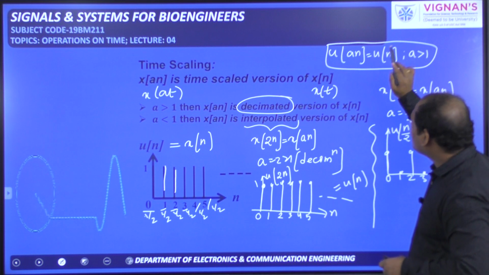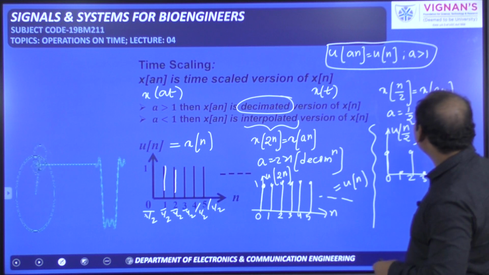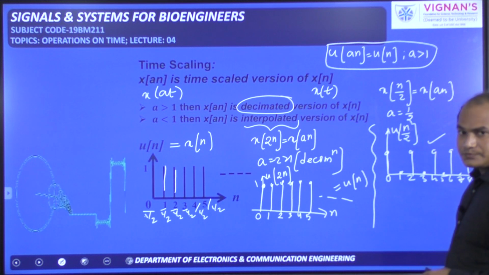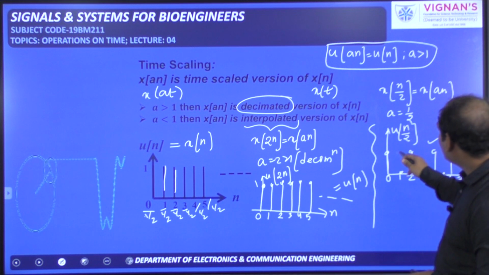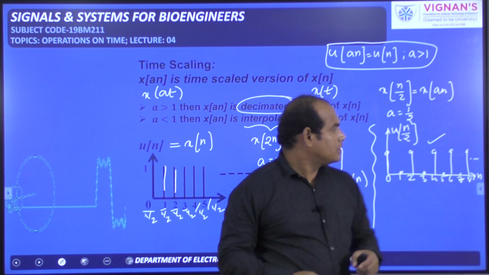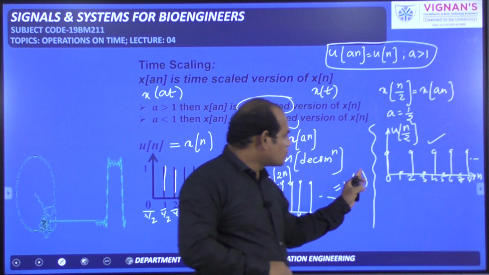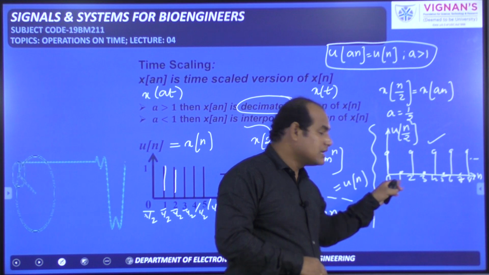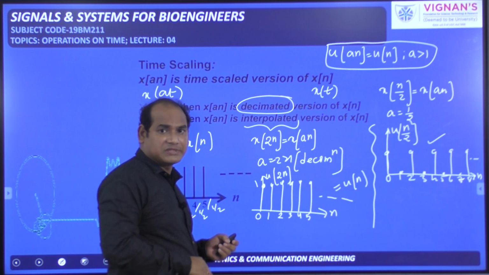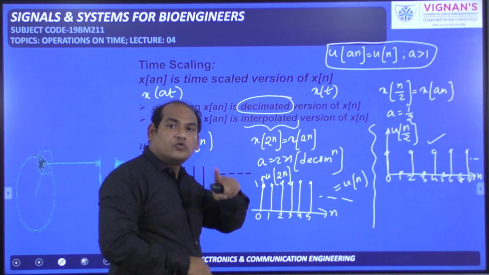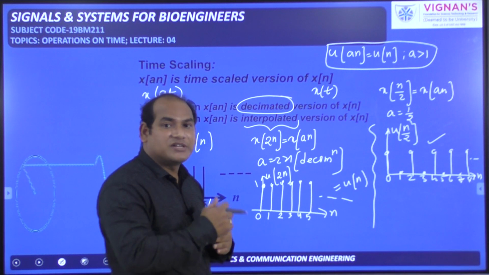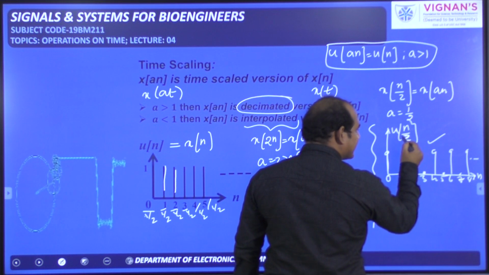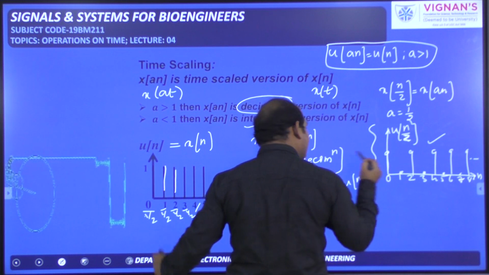u of an is equal to u of n whenever a is greater than 1 only, but whenever it is less than 1, these two are not equal. Here we got u of n by 2, which is like this, it is not u of n. So what happened here? In between two successive samples, we got one more sample with amplitude 0. Why only one sample? Because here 2 is there. Whenever 2 is available, in between two successive samples of the original signal you will get one zero.